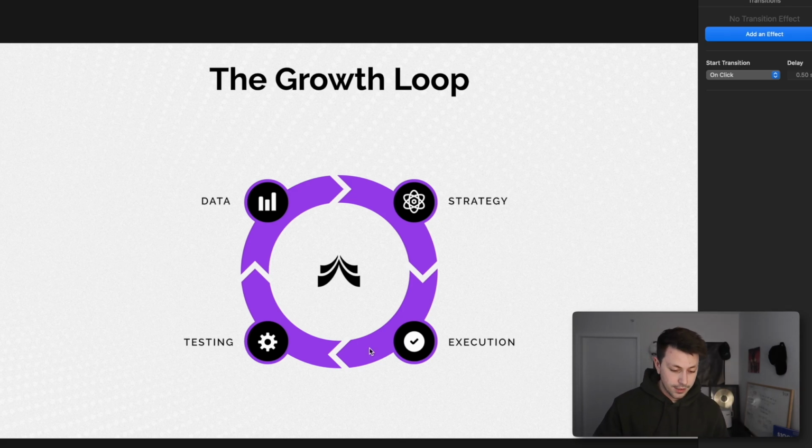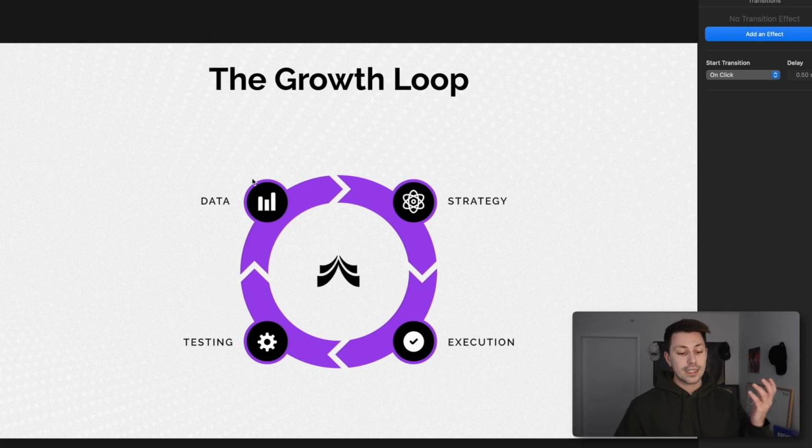And then following the execution here, we then need to go into the testing side of things. The testing side of things is obviously pretty straightforward. The reason why we test is because we then need to get the data. And as you can start to see, we're going to go back around again, as once we get the data from the initial strategy that we executed on and tested, we're then going to build a new strategy.